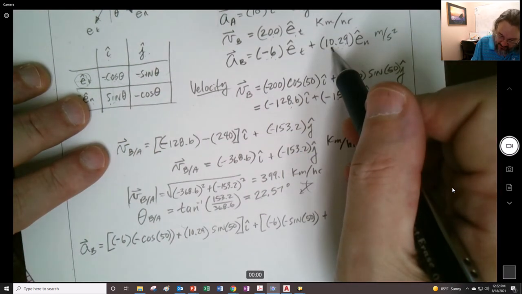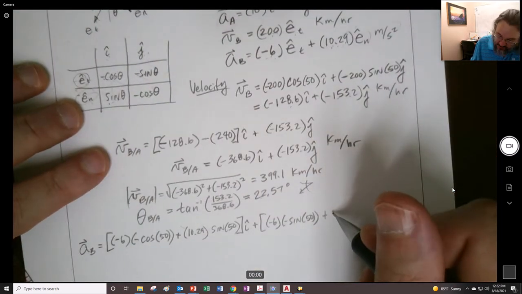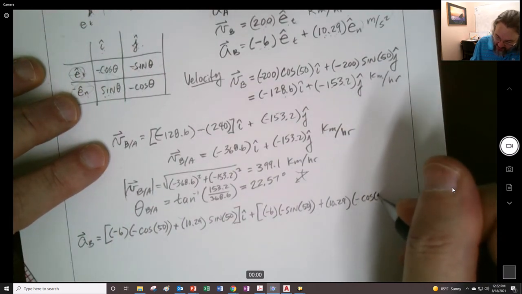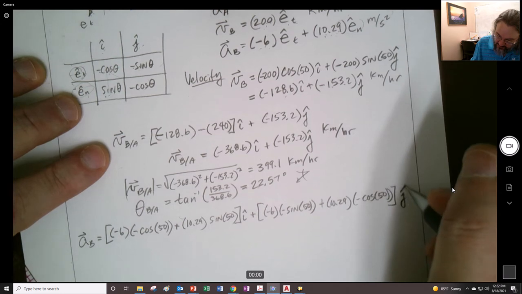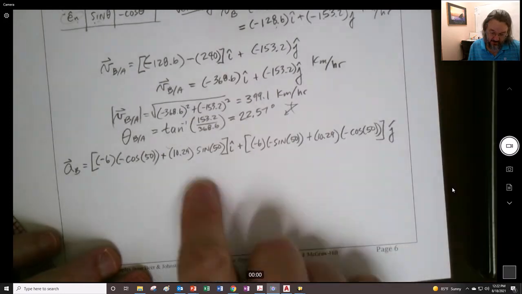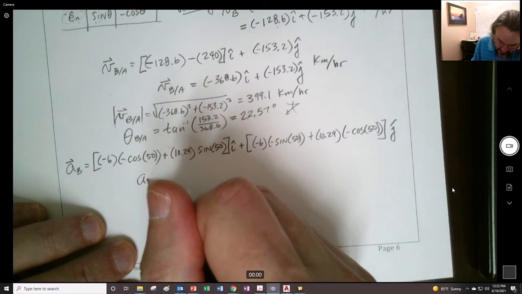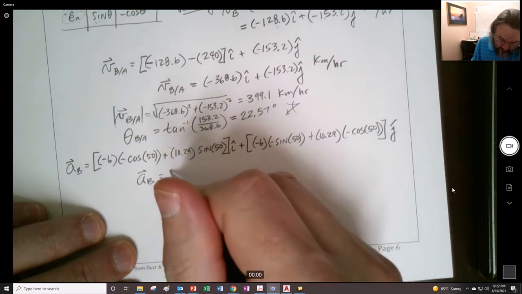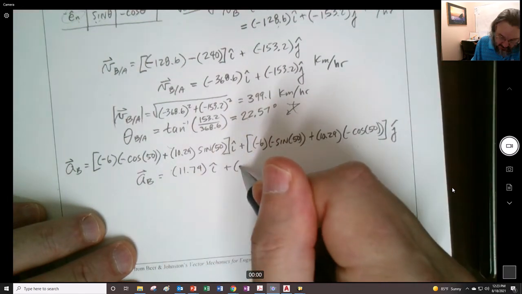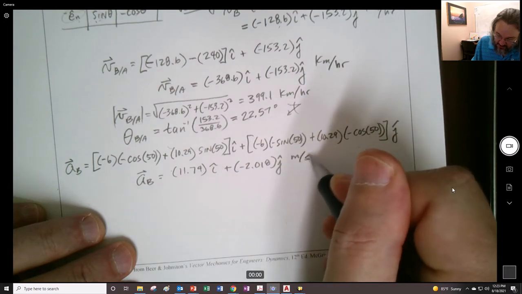Plus, then we take this guy right here, he's the EN, and we want to turn him into J. So it's going to be the 10.29 times the negative cosine of 50 J. Let me see. Hopefully I did that right. I'm going to double check everything. Yes. And if I do all of that, I end up getting acceleration of B is equal to 11.74 I plus -2.018 J, and these are meters per second squared.